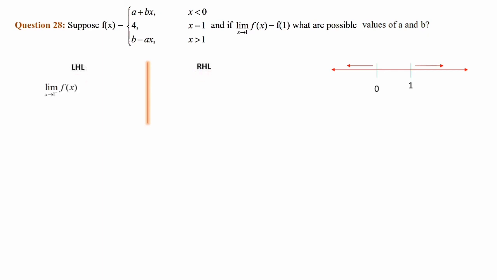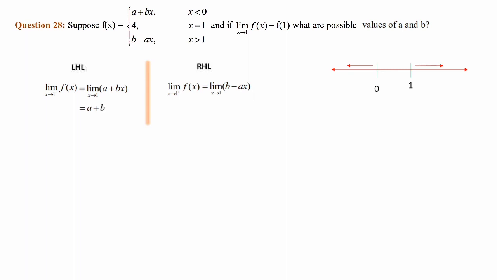Then we have to find out the left hand limit, that is limit x tends to 1 minus f of x. Limit x tends to 1 minus f of x is limit x tends to 1 of a plus bx. It means 1 minus is less than 1, left side of 1, so we will take the function a plus bx. Then limit x tends to 1 plus f of x: 1 plus means right side of 1, greater than 1, so you will take the function as b minus ax. Limit x tends to 1 of b minus ax.